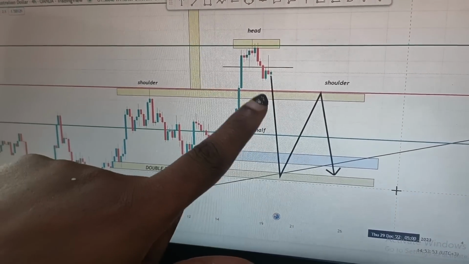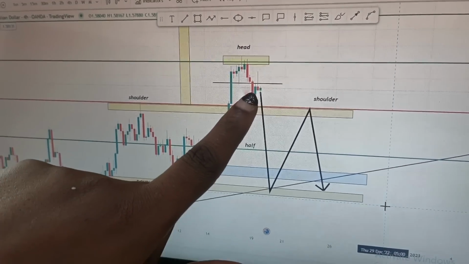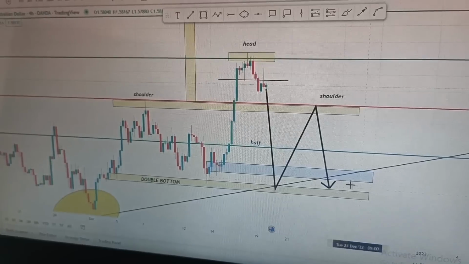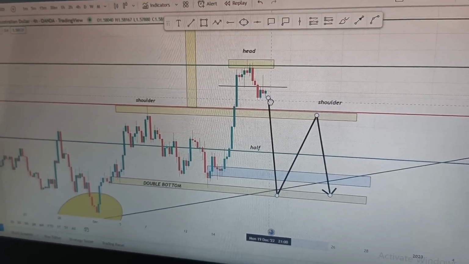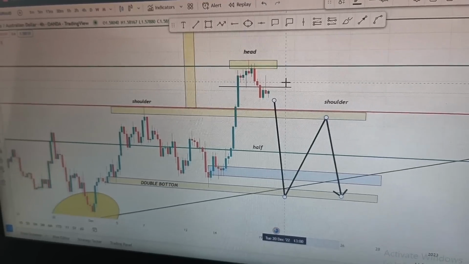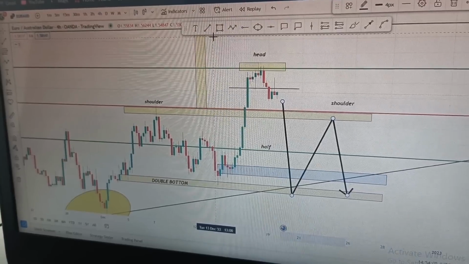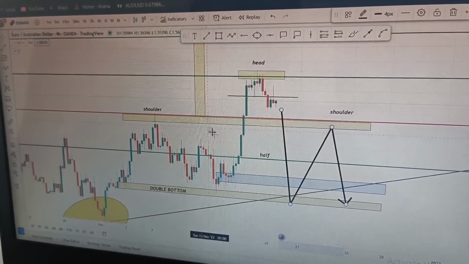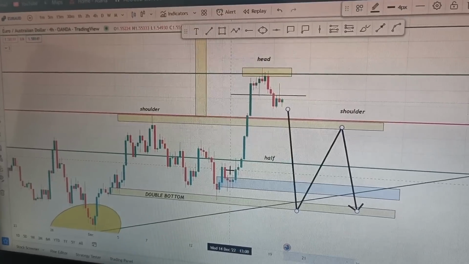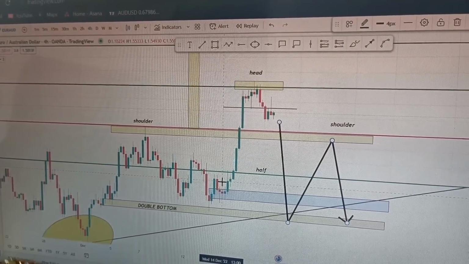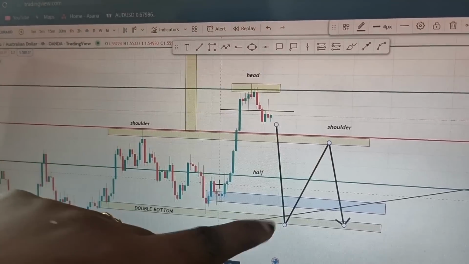So for the entry, you already get a red candle. You can do WBB, or you can wait for the daily candle close. You can go on daily to see how the market will close. So now we know about this pattern. How do we enter on Euro Aussie?